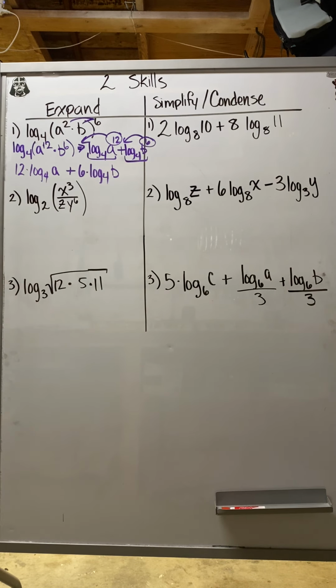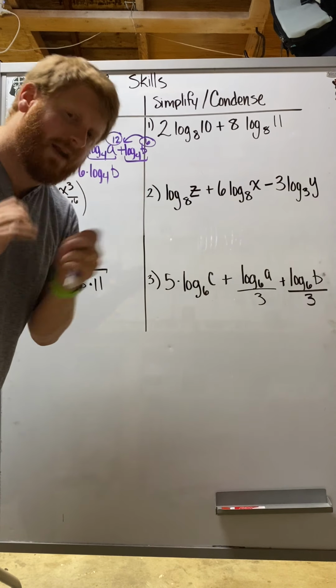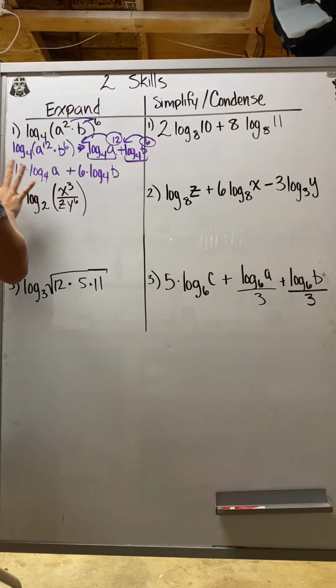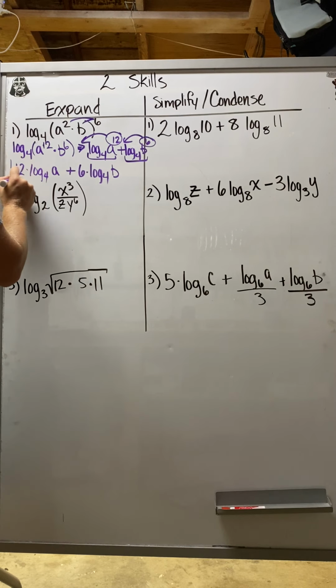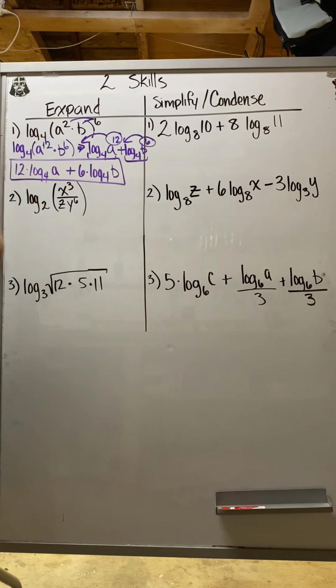Now you're just going to look one more time. Is there any other properties that I can exploit? Do you see any fractions here? No. Do you see any multiplication happening inside of your argument on your log? No. Are there any other powers that we did not deal with? No. This is fully expanded using our log properties. Okay? Great. Number 2. This one's a little bit trickier.